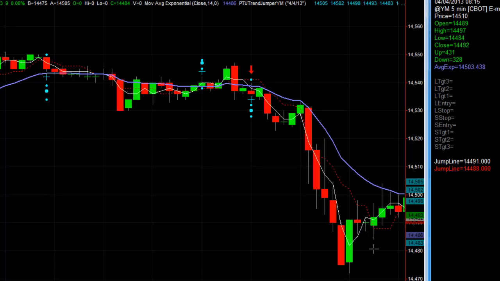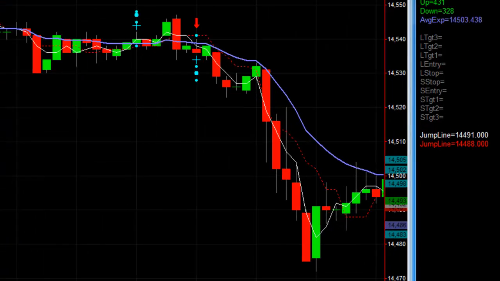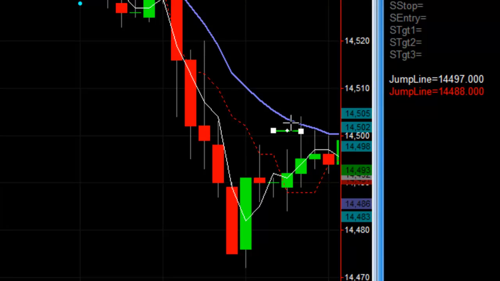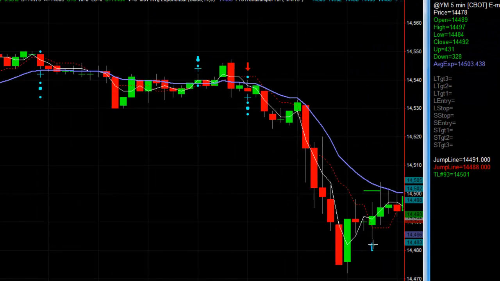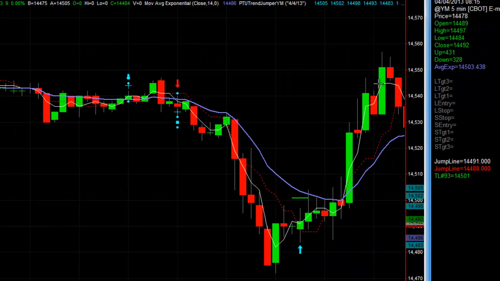Notice that if we were to get long here, the entry would be at 14,499. We would adjust it up to 501, and that is below the EMA. Okay, so that's an exception to the rule. We don't get long if we're trading against the EMA and we can't get our entry above it. All right, and we do miss a nice trade.